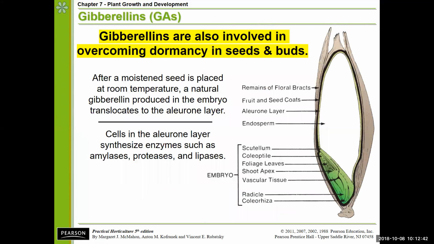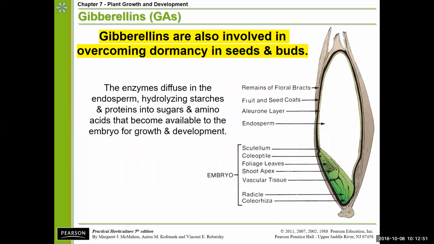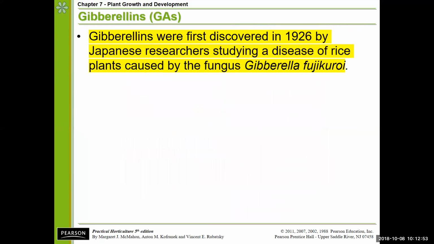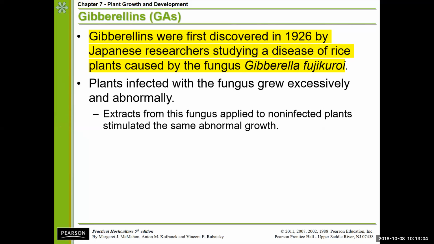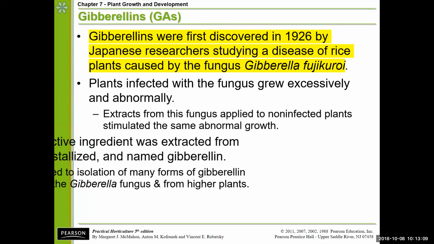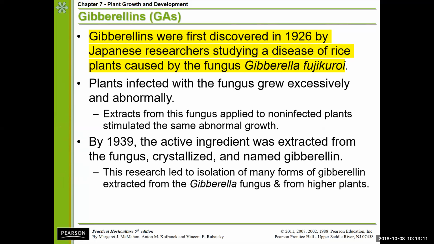Gibberellins are also involved in overcoming dormancy in both seeds and in buds. And it's kind of interesting. They were first discovered by Japanese researchers in 1926 by looking at a disease of rice plants that basically caused abnormal growth due to the presence of gibberellic acid in the fungus.